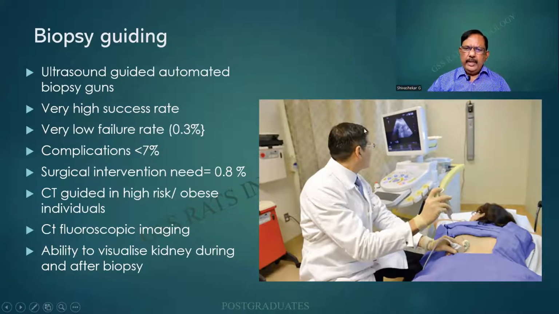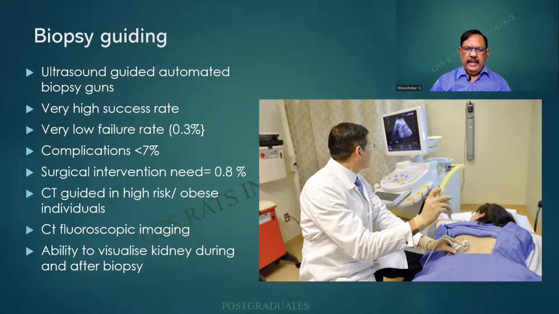So biopsy, what is the advantage of a guided biopsy? The ultrasound guided automated biopsy guns, there is a very high success rate, very low failure rate. This author puts it down as 0.3%. Complications are about 5 to 7%. Surgical intervention might be needed only in 0.8% of the cases.